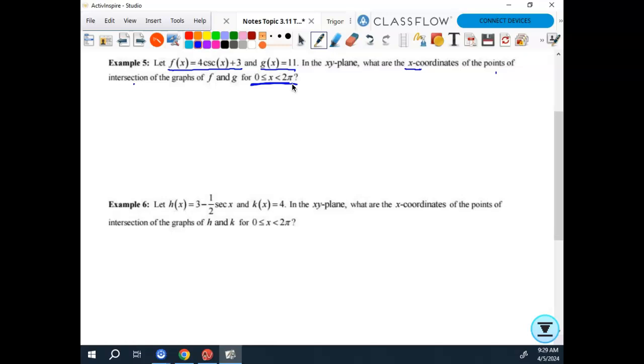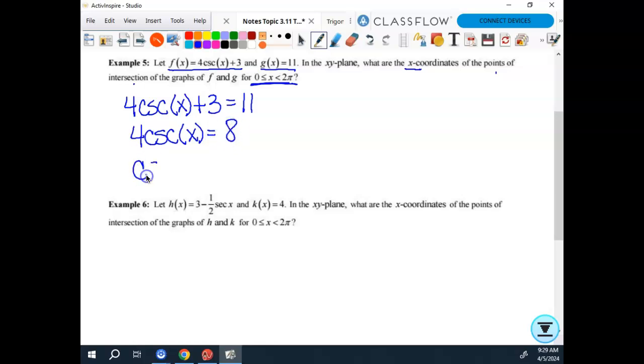If I want the points of intersection, what do I do with these two equations? Set them equal to each other. So I get 4 cosecant x plus 3 equals 11. Then I solve the equation exactly like I've been solving equations since before we were in Algebra 1. So I'm going to subtract 3 from both sides. 4 cosecant of x equals what? 8. Then I divide, so cosecant of x is equal to 2.